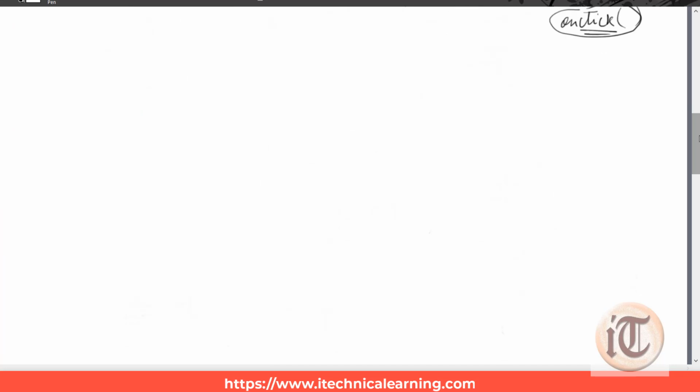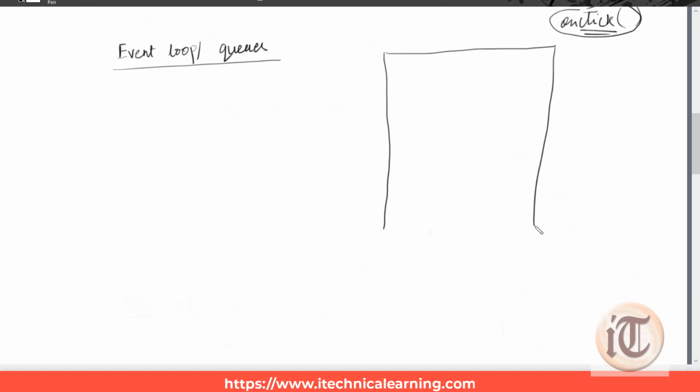is what is the meaning of event loops or event queues? To understand this, I am drawing a visual representation of the memory when JavaScript actually executes, and I am dividing this memory into certain parts. Suppose this part is the heap, this part is the stack, and this part is the queue maintained by JavaScript.